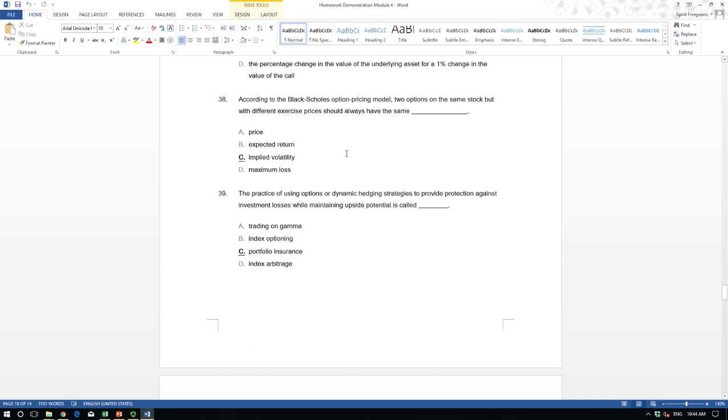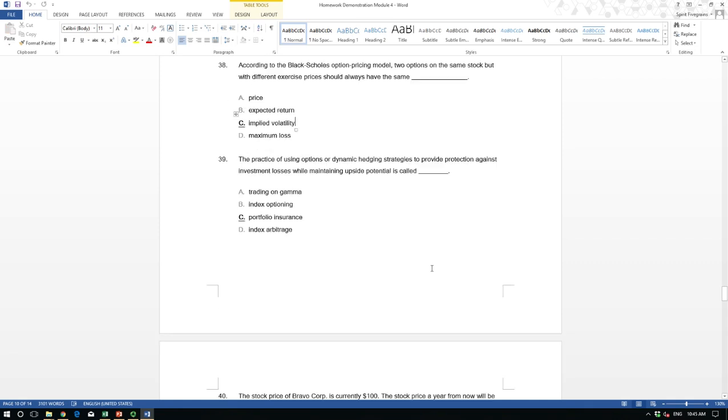Number 38. According to the Black-Scholes option pricing formula, two options on the same stock, but with different exercise prices, should always have the same what? Implied volatility, because this volatility is unique for one company, no matter what the exercise prices are. So one company should have a unique implied volatility. C.